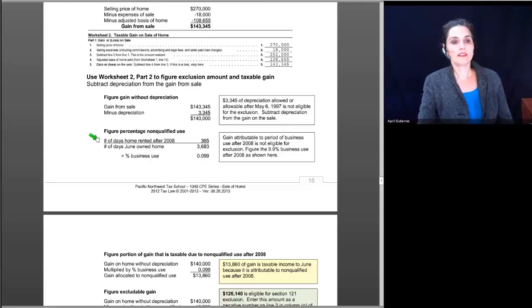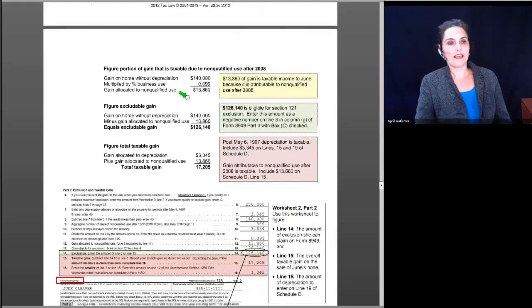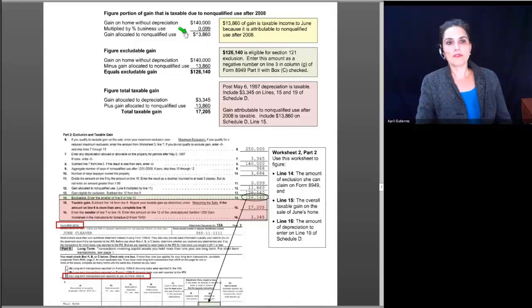We then do the formula that says take the total number of days that the house was rented after 2008, that's 365 days, and divide that by the total number of days that June owned the home, 3683. When we do that, we get 0.099, or 9.9%. The next step is to take that 9.9% and multiply that by the gain of 140, and that's what happens here. We end up with 13,860. So 13,860 of the gain is taxable income to June because it is attributable to non-qualified use after 2008.